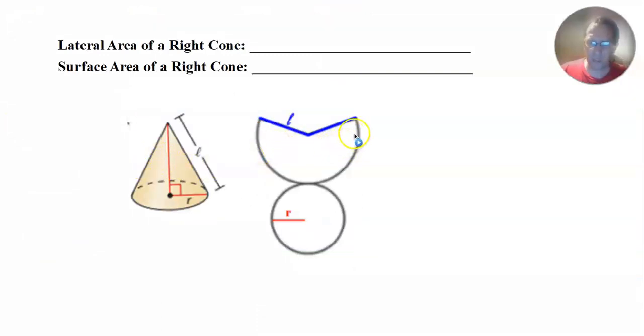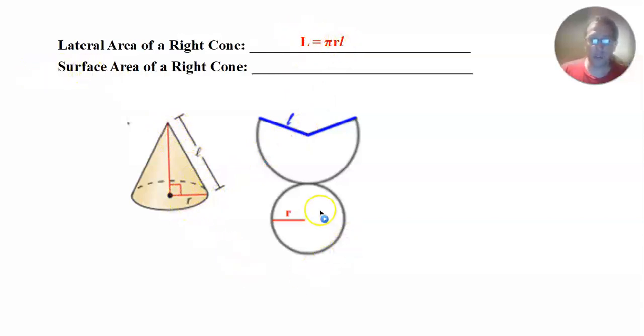Now, circumference is 2 pi r. Well, if you want half of 2 pi r, you end up with only 1 pi r. And so our formula becomes pi r times slant height. Okay, so we take the slant height times the radius times pi. And that's that. Lateral area.